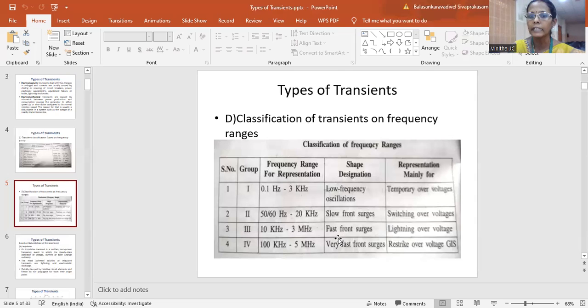Okay. So for lightning over voltages, the duration will be very short, but the magnitude of the transients rises very fast. And the fourth one is 100 kilohertz to 5 megahertz. This is termed as very fast front surges, and this is produced during restriking over voltages in gas insulated substations.